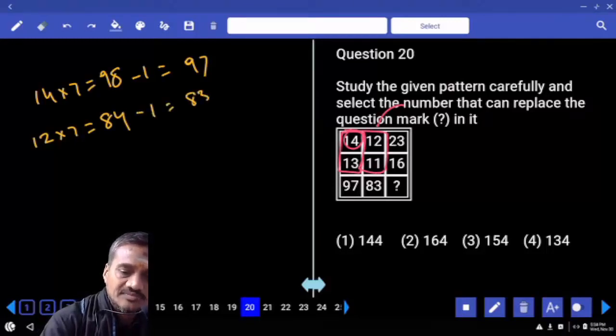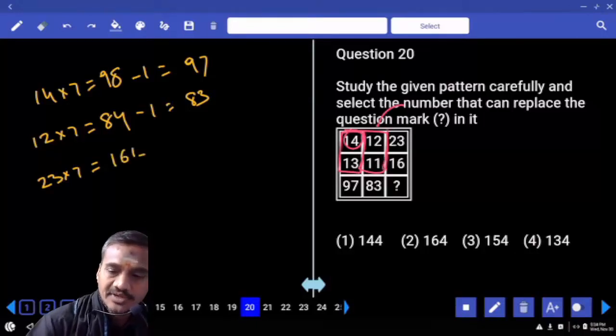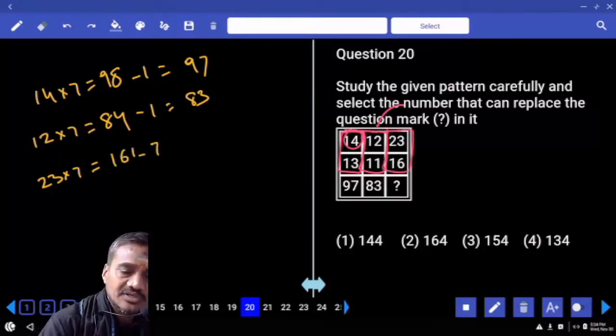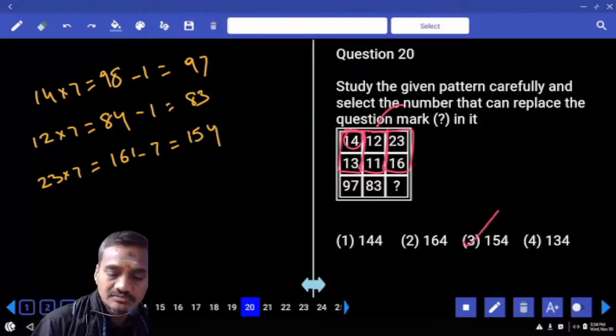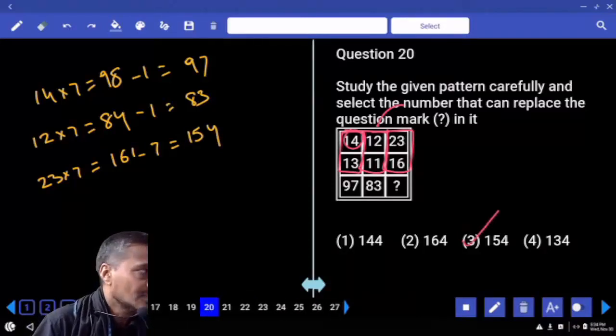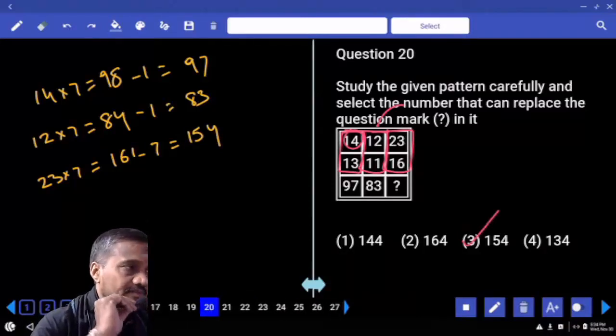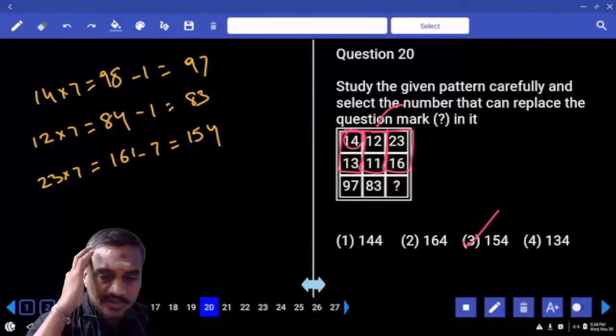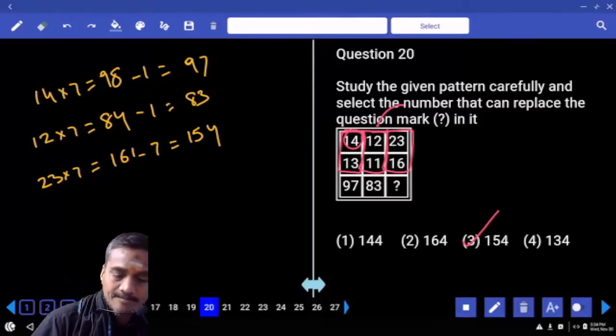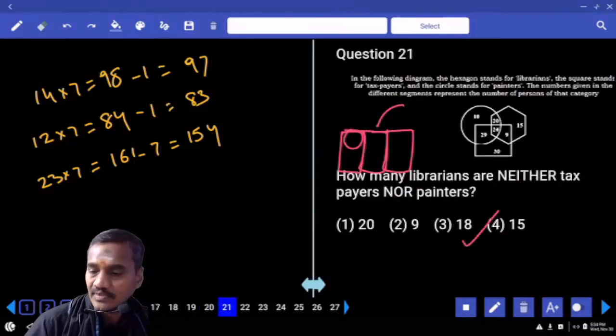That is 83. Then 23 into 7. How much is 23 into 7? 161. Minus the difference between these two, which is 7. 161 minus 7 is 154. 154, that is choice 3. First number into 7, and the difference between the next two numbers is subtracted. And this is about question number 20. Then 21st.